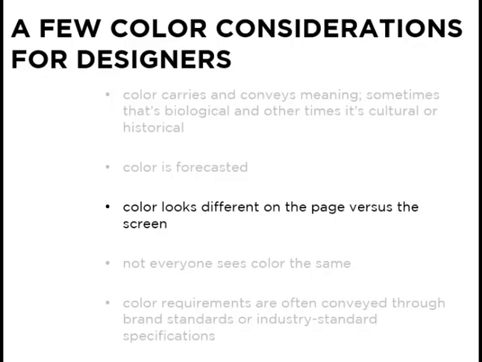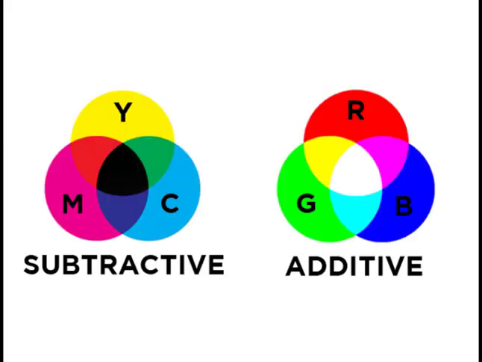Consideration 3, color looks different on the page versus the screen, but not as much as it used to. Print colors are subtractive and run in CMYK. That's cyan, magenta, yellow, and black. And color is subtracted to create different colors. Screen colors are additive and rely on RGB, or red, green, blue, and add color to create colors.